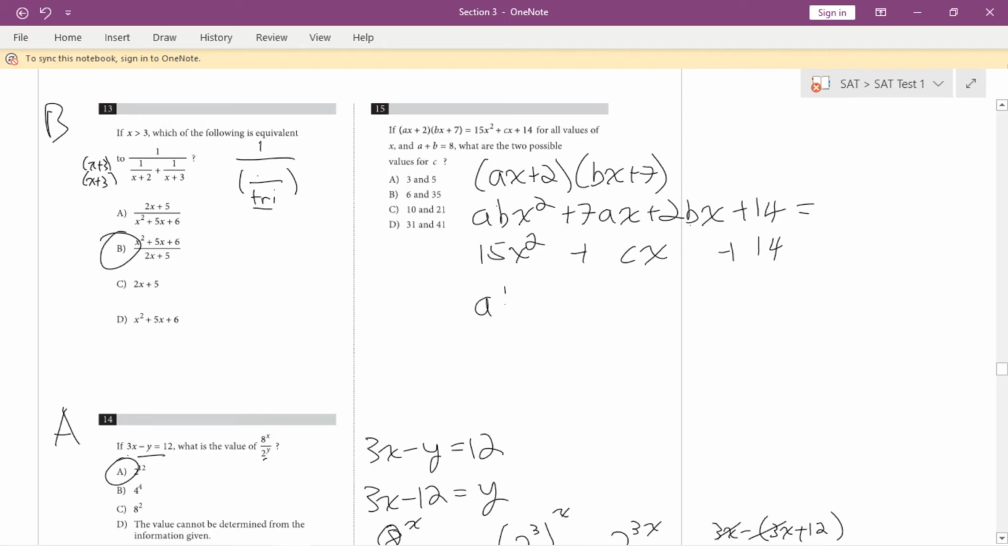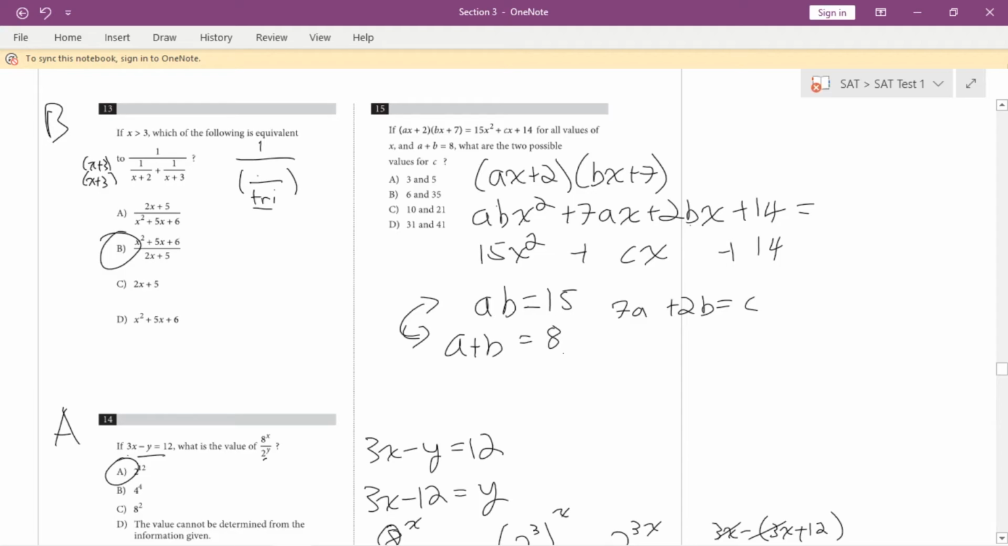So I see that a times b should be 15, because they're both the x squared term. And they also tell me in the information that a plus b is equal to 8. Of course, there's one more piece of information: I also know that 7a plus 2b is equal to c. But I think it's a lot easier to focus on these two first. So what are two numbers that multiply to 15 and add up to 8?